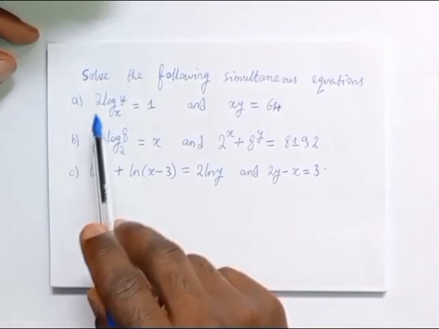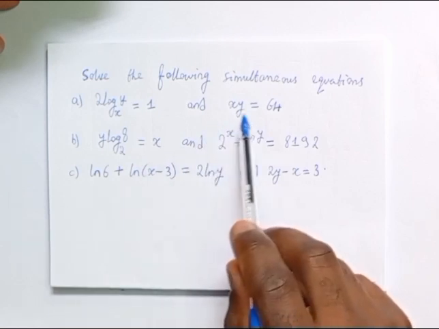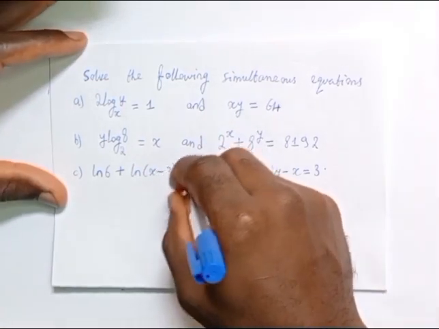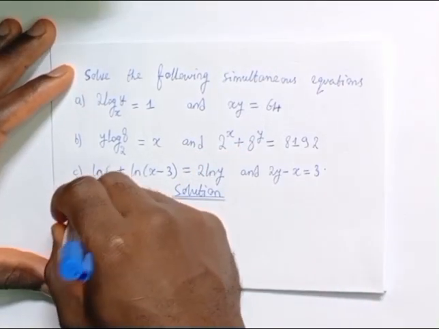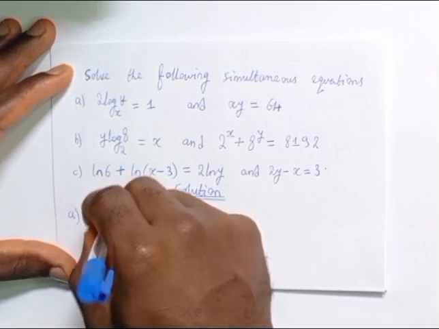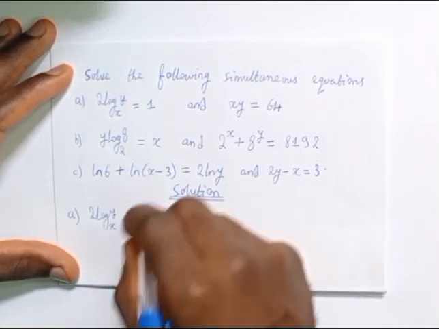Question A, we have 2 log y base x is equal to 1 and x times y is equal to 64. We take down the solution. Question A, 2 log y base x is equal to 1.